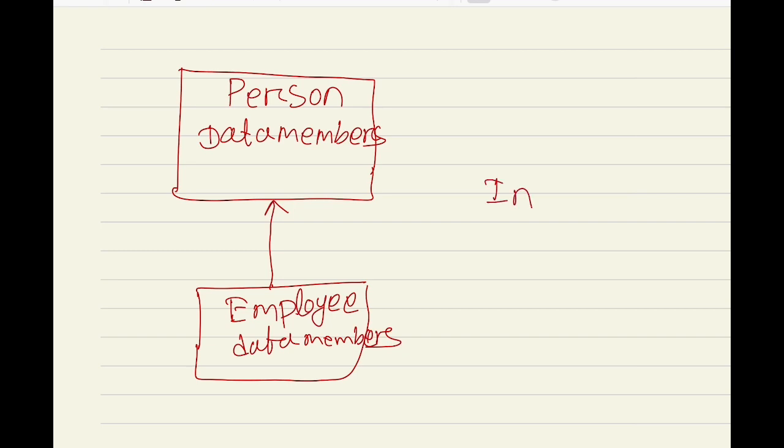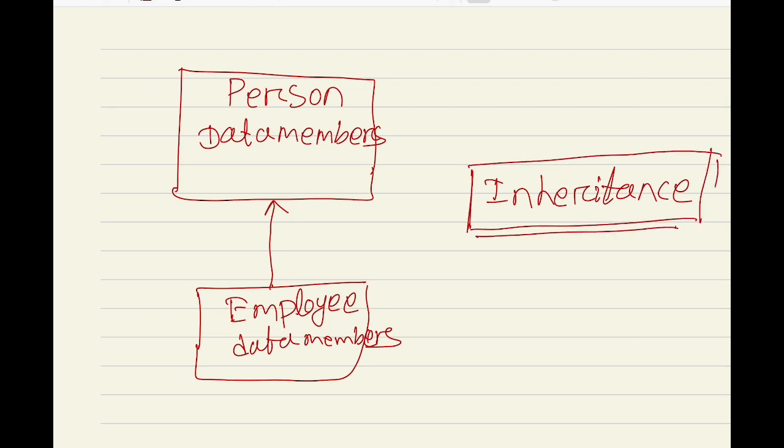So if we derive one class from another class, instead of writing that class from scratch, then this derivation of the class or the reuse of the code is called inheritance here, or inheritance in programming language.